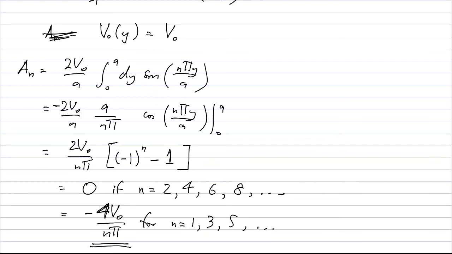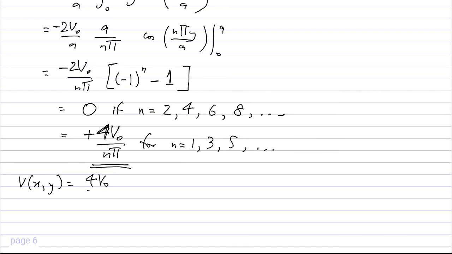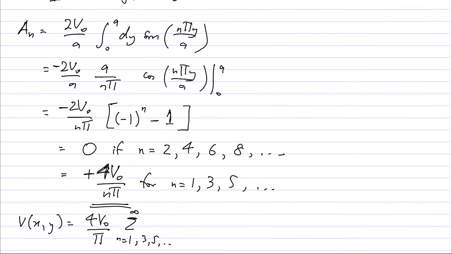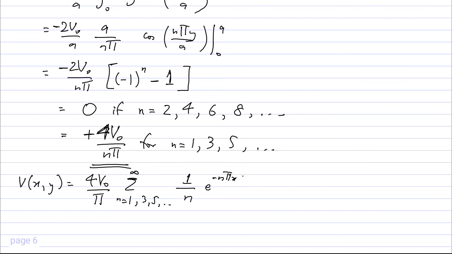So my v of x, y then is simply given by, you go back and you have 4 v naught over pi, sum over n is equal to 1, 3, 5, and so on, all the way to infinity. Okay, and you have 1 over n, this is from a n, and you have e raised to power minus n pi x over a, times sine of n pi y over a. That's it. Okay, that is your solution. So you can then find out the value of the electric potential at any point in between the plates. Okay, right?